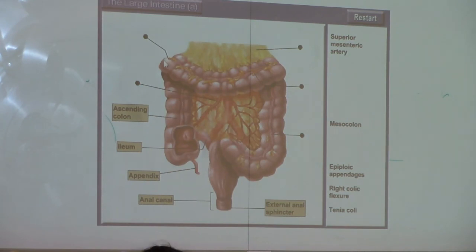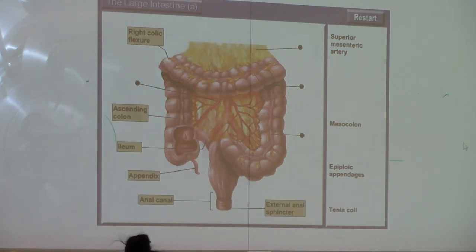There are people in the room who know because you labeled it on your quiz. Taenia coli. Okay, so it's either labeling the taenia coli, no, or the right colic flexure. It's the bend. It's labeling the bend. It's got a name, it's called the right colic or hepatic flexure. That was not one of the required words, but it was an extra credit word.